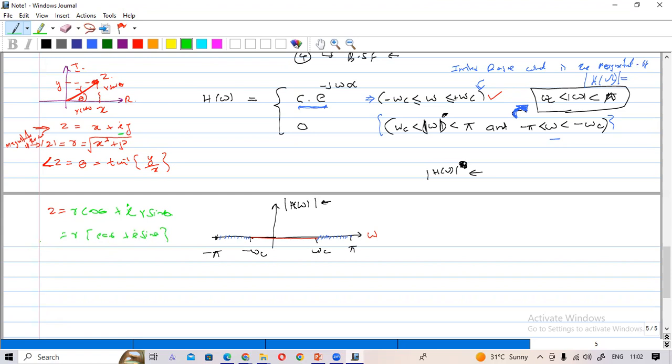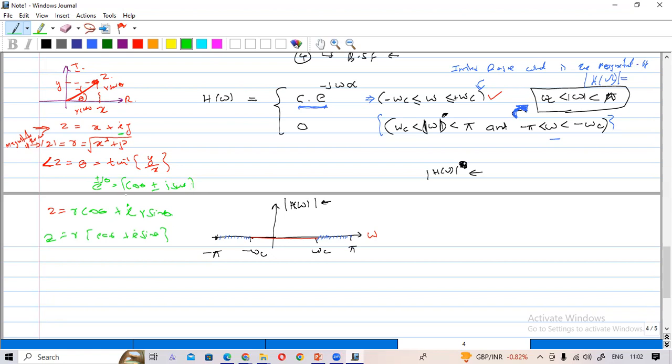What is cos theta plus i sin theta? Can you remember the Euler formula? Euler formula is e to the power of j theta, which can be plus or minus, equal to cos theta plus or minus j sin theta. So using the Euler formula, here it is plus, you can write z is equal to r e to the j theta. So this is also one representation of this z.